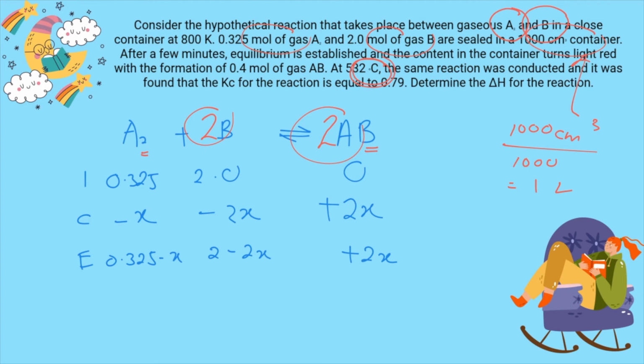So what else is being given to you? In the question, it states here that at equilibrium 0.4 mole of gas AB is being formed. Since the volume is 1 liter, it means that 2x is equivalent to 0.4. So your x is 0.4 divided by 2, so you get x equivalent to 0.2. So you need to plug in all the x's with 0.2.